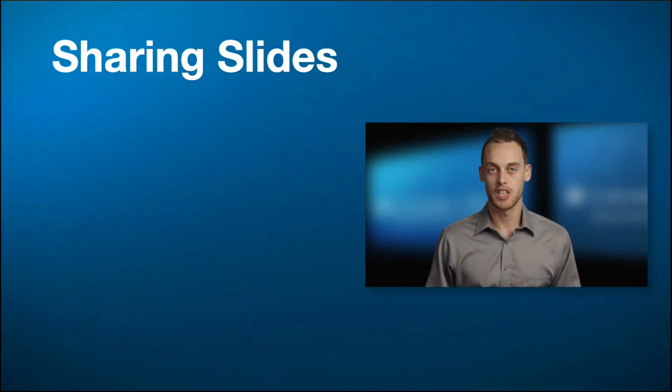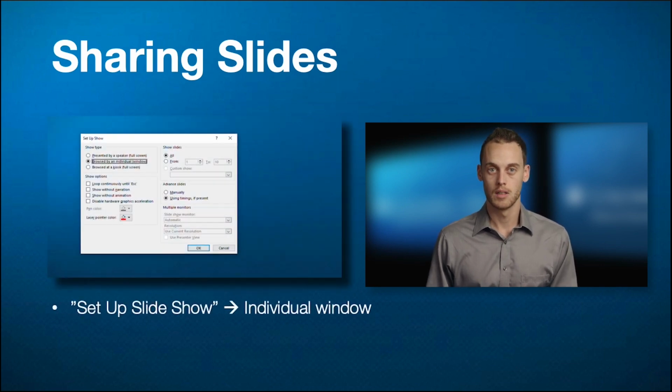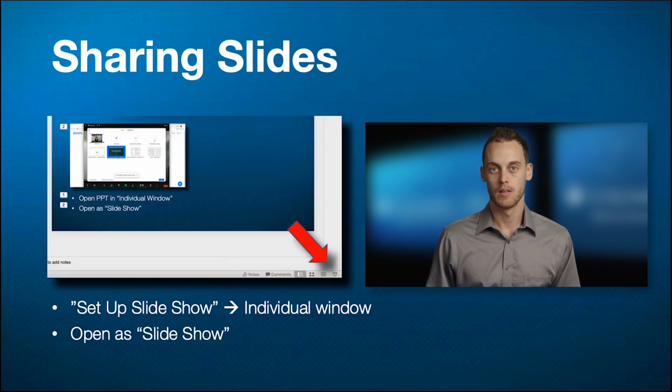Now, if you're doing presentations, you might need to share slides as well during the Zoom session. So once you open up your PowerPoint, go click on Setup Slideshow under the slideshow settings and choose the individual window option. Once you do that, you're going to go ahead and open up the PowerPoint as a slideshow.